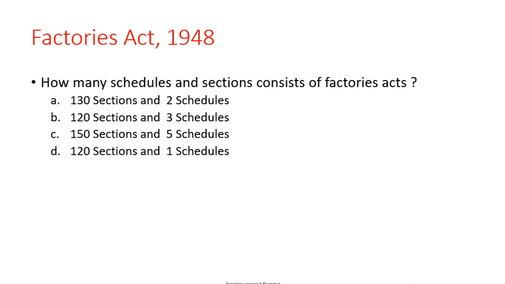Next question. How many sections and schedules does the Factories Act consist of? Options: 130 sections and 2 schedules, 120 sections and 3 schedules, 150 sections and 5 schedules, 120 sections and 1 schedule. Correct answer is option B, 120 sections and 3 schedules.